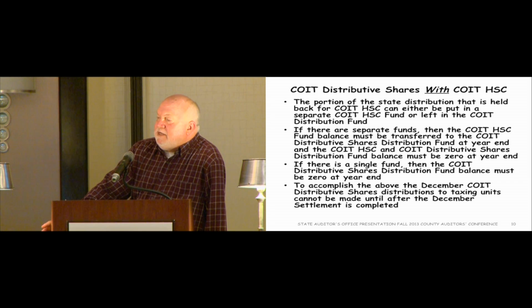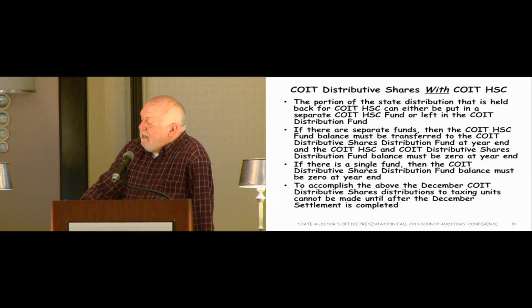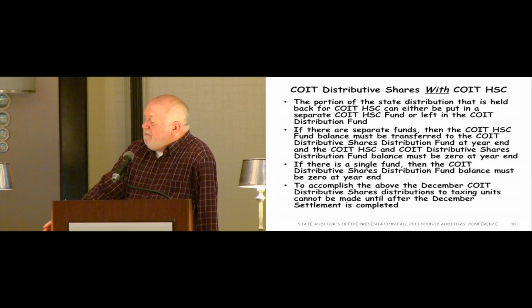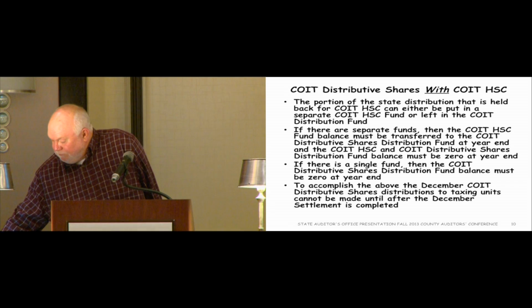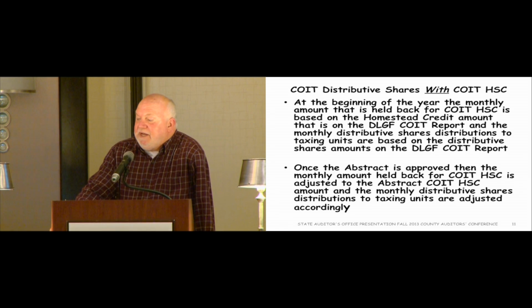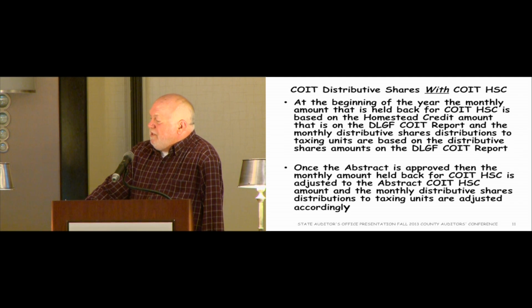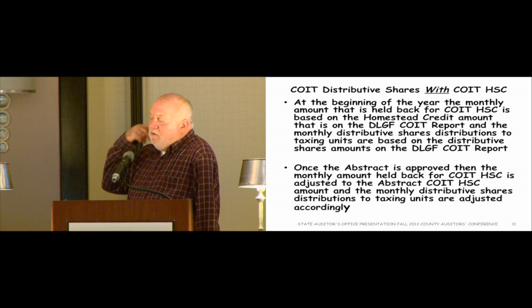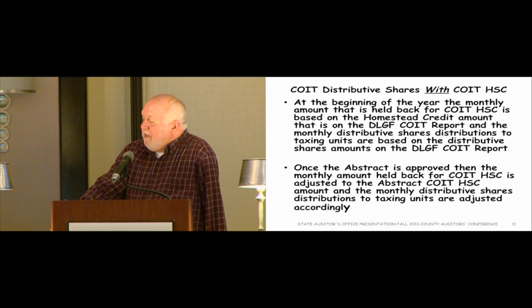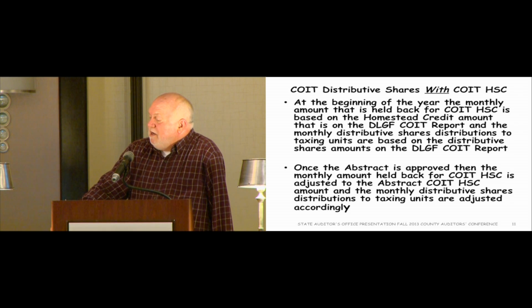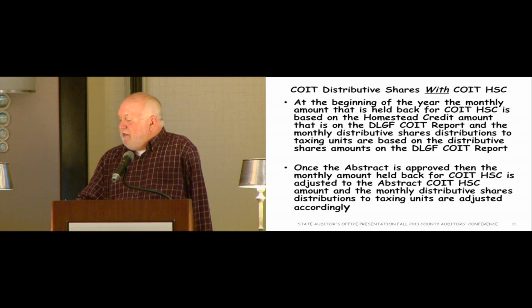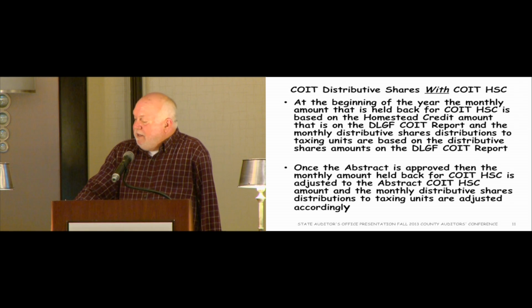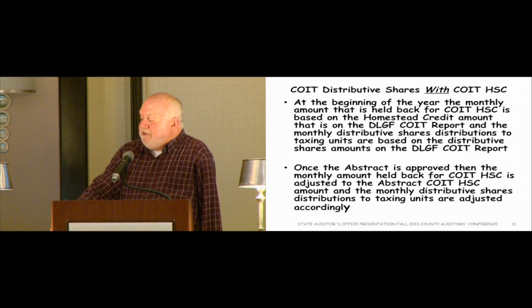To accomplish having a zero balance at year end means that the distributions, the distributive shares distributions to taxing units cannot be made until after December settlement is completed. So at the beginning of the year, the amount of the monthly distribution that you're going to hold back for COIT homestead is based on the homestead credit amount that's on the DLGF COIT report, and the monthly distributive shares distributions to taxing units are based on the distributive shares amounts on the DLGF COIT report. Once the abstract is approved, then the monthly amount held back for COIT homestead is adjusted to the abstract COIT homestead, and the monthly distributive shares distributions to taxing units are adjusted.